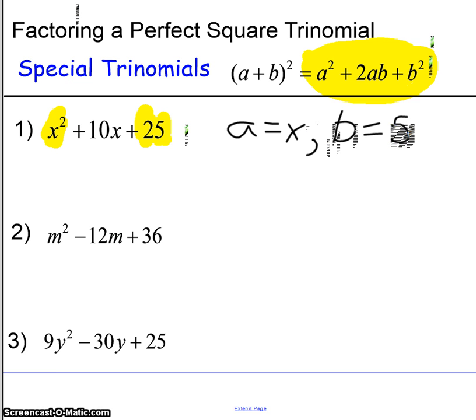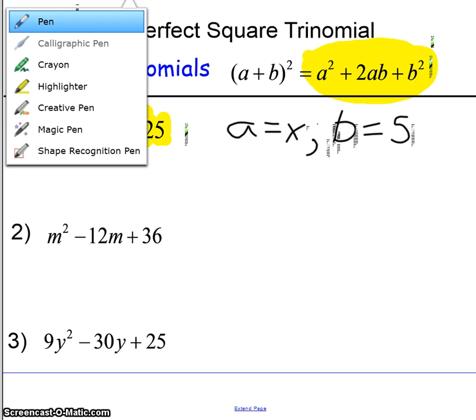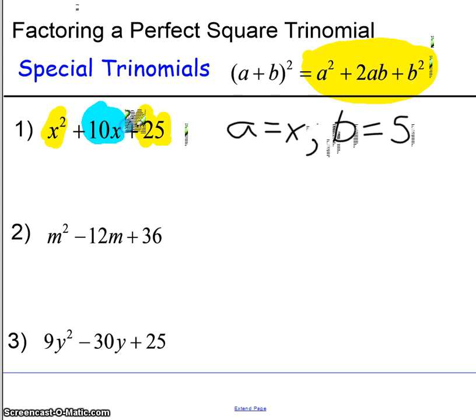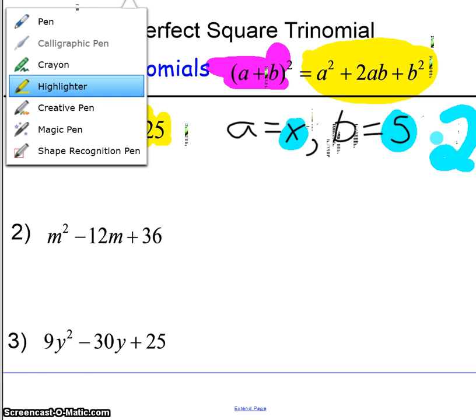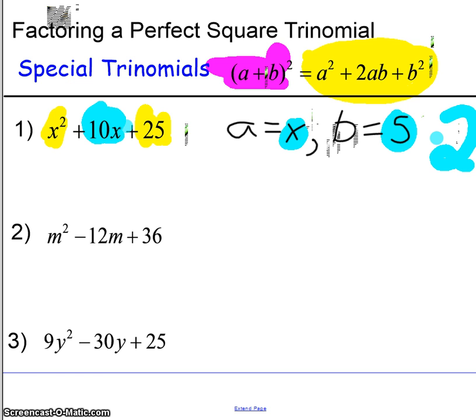So we determine our a and b by the square root of the first term and the last term. And then if the middle term is equal to these things multiplied together and doubled, times 2, 5x times 2 is 10x. If that's the case, then this is a special product, and then you can use this formula to factor it. And so it only works if all of those things are true. So with these problems, yes, they are. These are all perfect square trinomials.